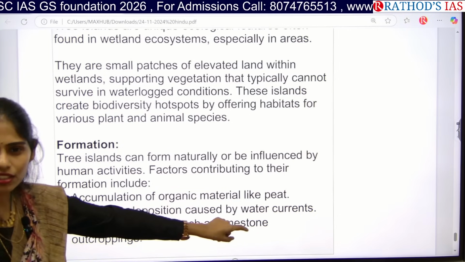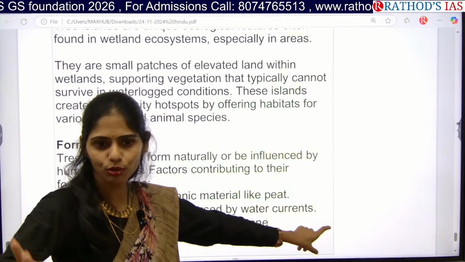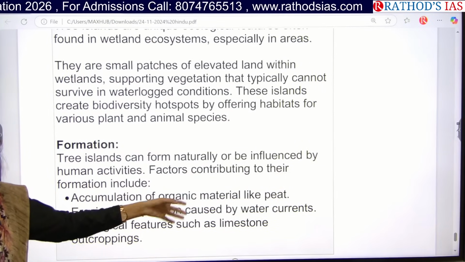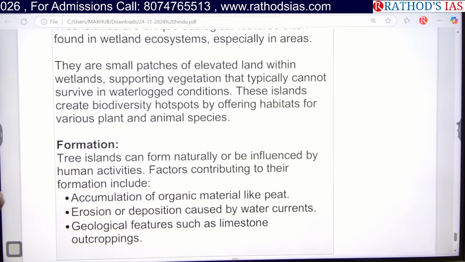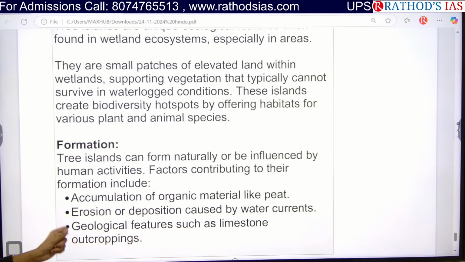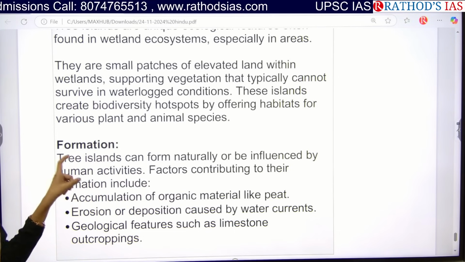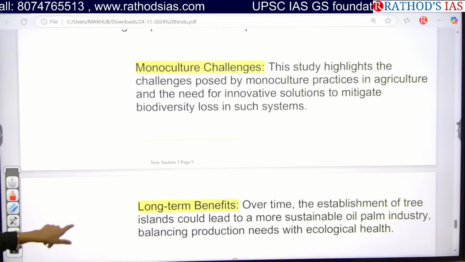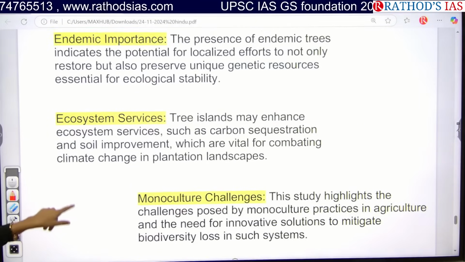There we need water currents. That means moving of water. So whenever the movement of water is happening because of erosion and deposition, we will be forming these tree islands. And the next one here is, especially limestone outcroppings will also cause these tree islands. Okay. And if you go to this topic, actually I found this topic in the science page today.